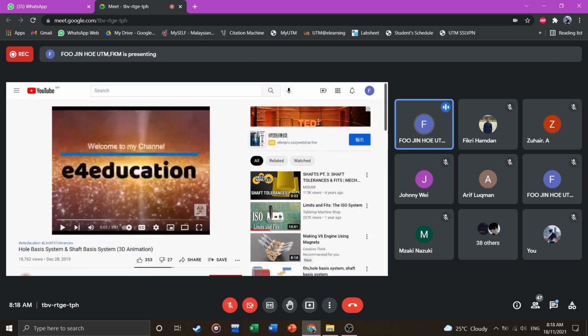The hole-based system is that we maintain the size of the hole, of course with a certain plus minus, and the manufacturer will control the size of the shaft to fit the hole. Another approach is the shaft-based system, whereby the shaft is fixed at a certain range of size, with still a plus minus there. However, we manufacture or alter the size of the hole to fit the size of the shaft. So the other way around.